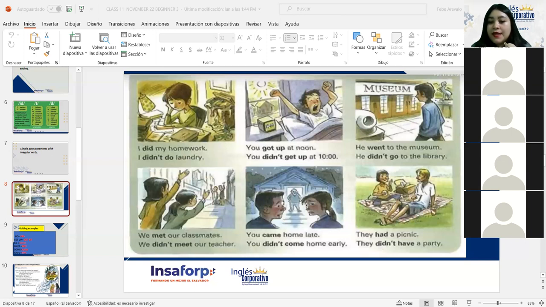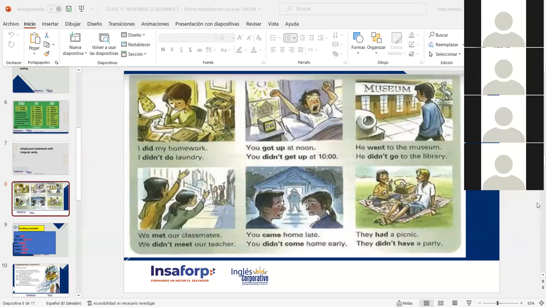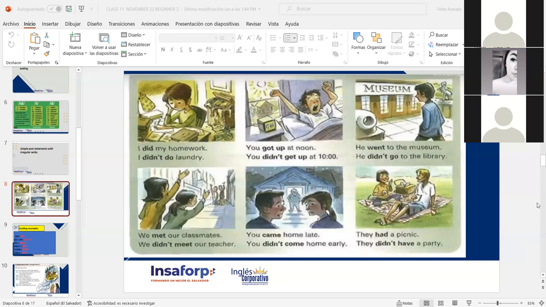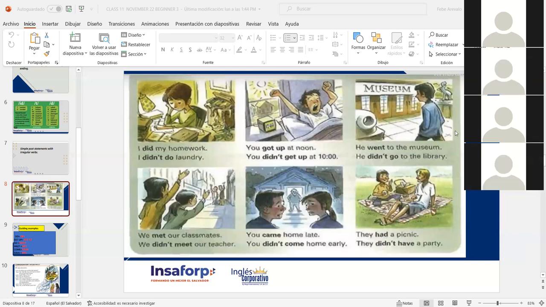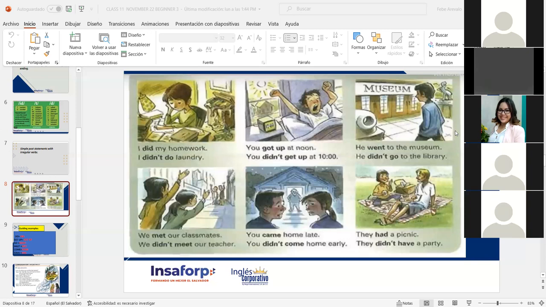Let me go with Mayra Lopez. You are affirmative. And Manuel Rosales, you are negative. Action. I did my homework. I didn't do laundry.